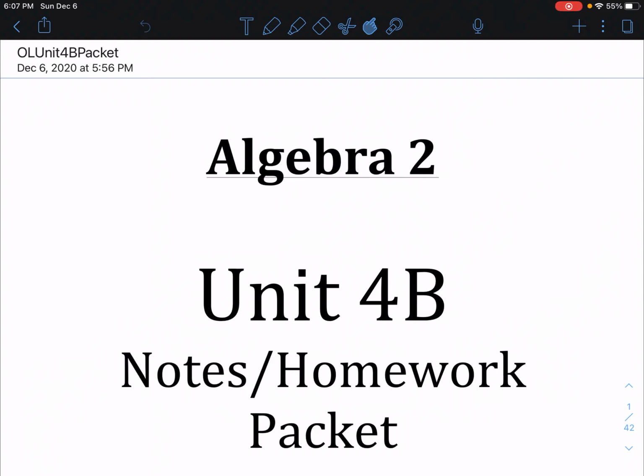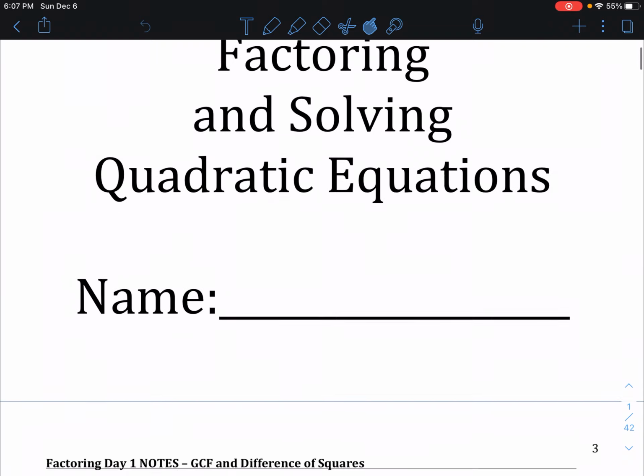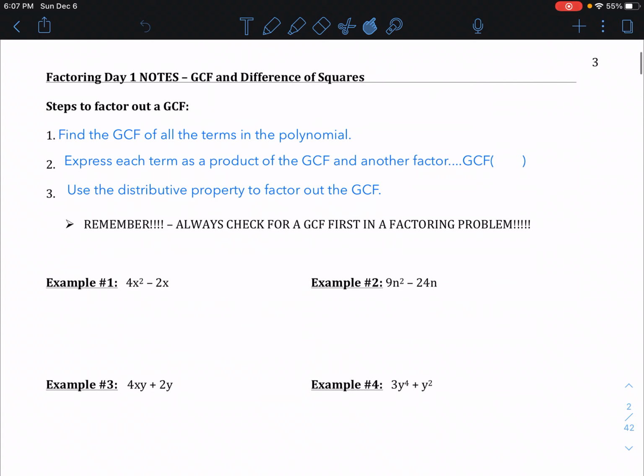We're going to be going into Unit 4B today. Today is a refresher of something that you guys learned in Algebra 1. We're going to be factoring quadratic equations and then later on solve those quadratic equations. So today we're going to focus on two types of factoring, GCF, which stands for greatest common factor, and then halfway through we'll go into our second way of factoring, which is difference of squares.